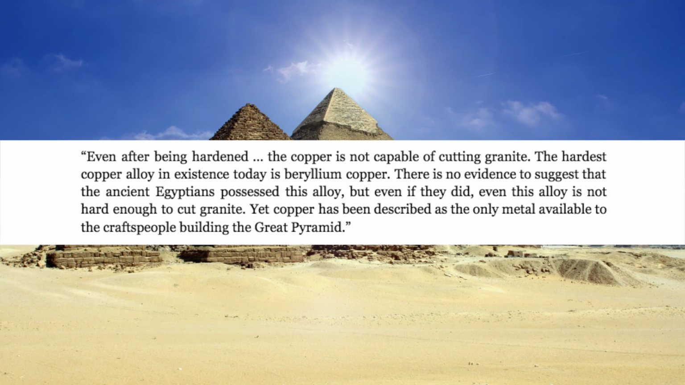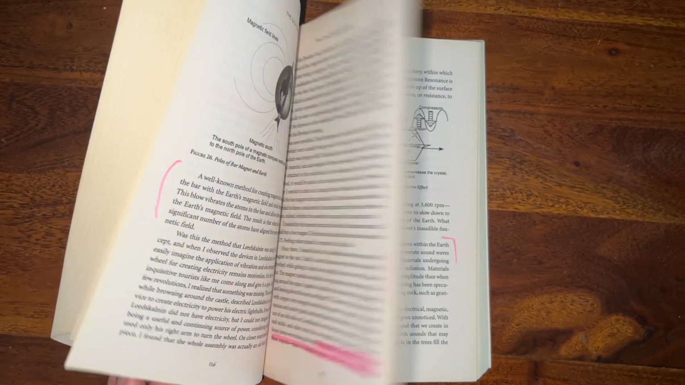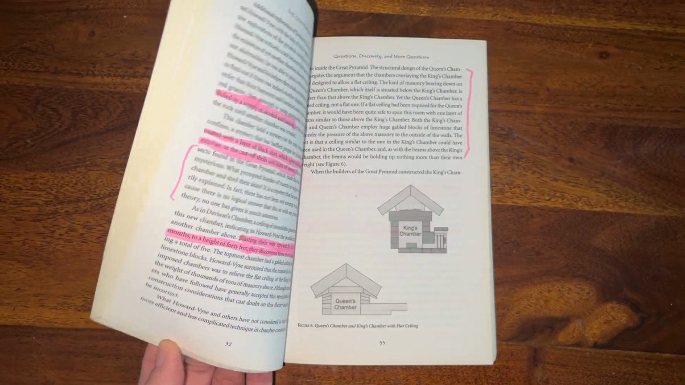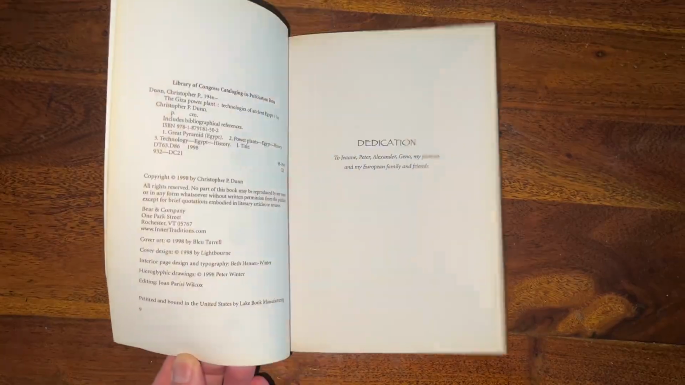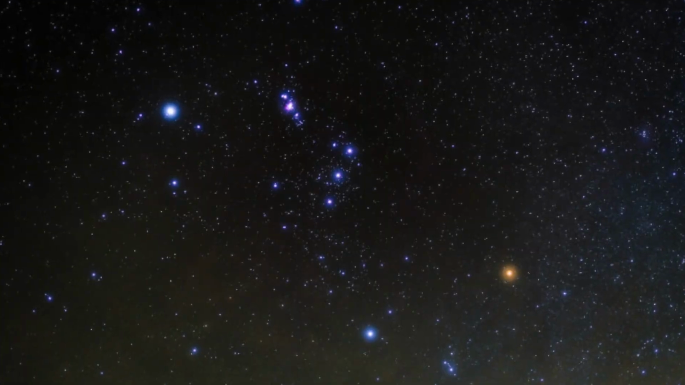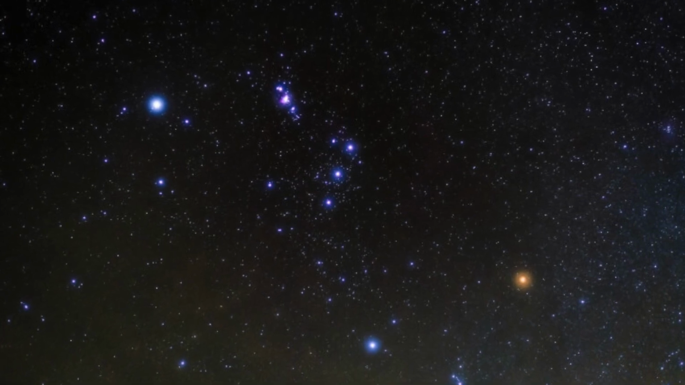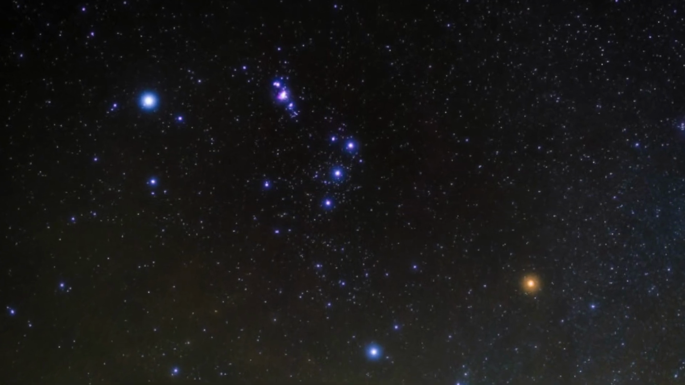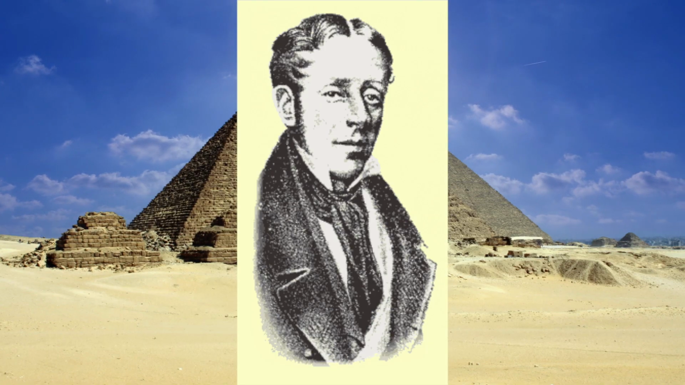Yet copper has been described as the only metal available to the craftspeople building the Great Pyramid. Dunn, however, proposes that the Egyptians were knowledgeable in iron working, and that copper was not the only metal that the pyramid builders had access to. The trouble with this is that outside of meteoric iron, which has been found used in tiny proportions, the only piece of iron ever discovered was a small plate that was found inside the Great Pyramid in one of the King's Chamber shafts, no less, by one of the men of Colonel Howard Vyse's expedition.